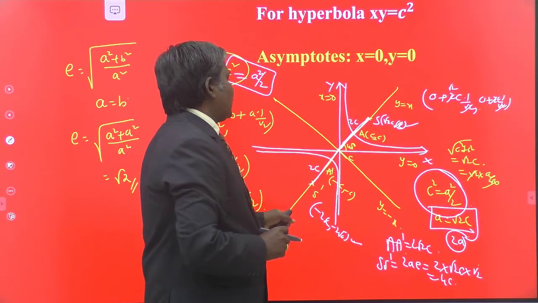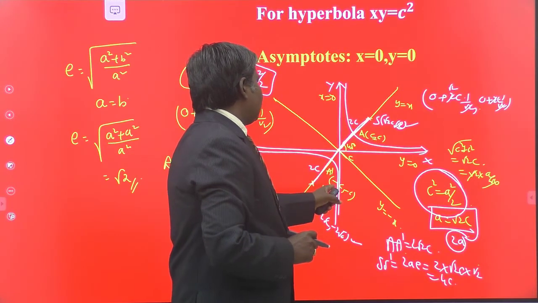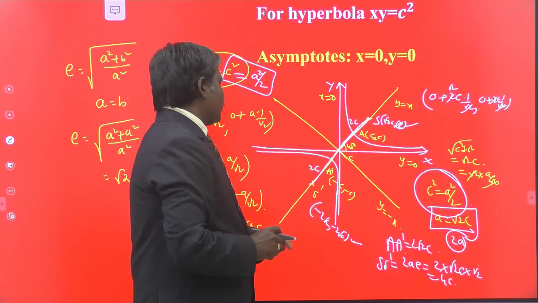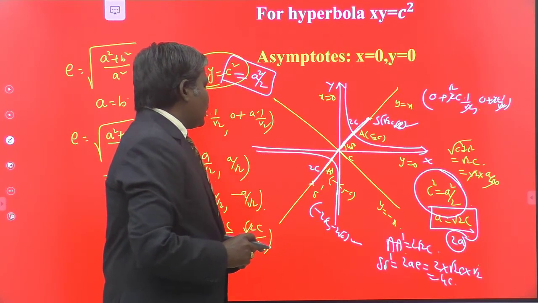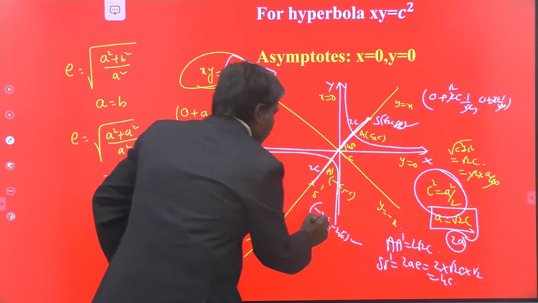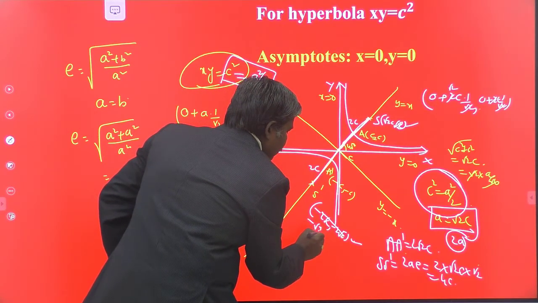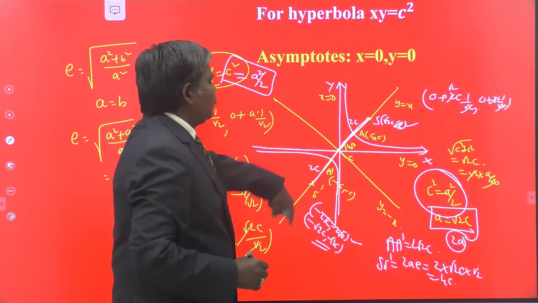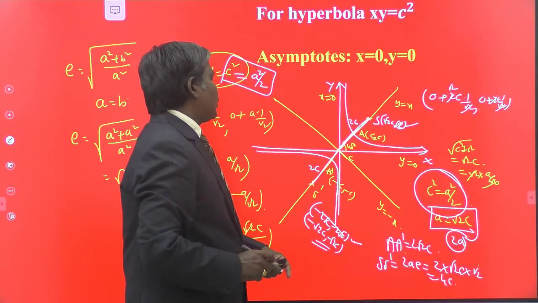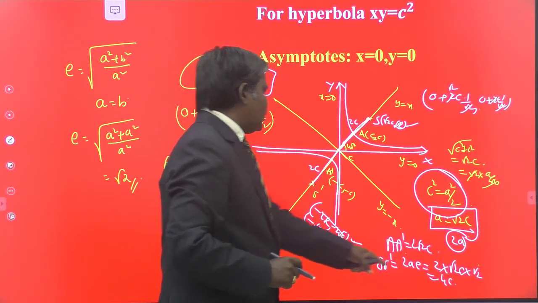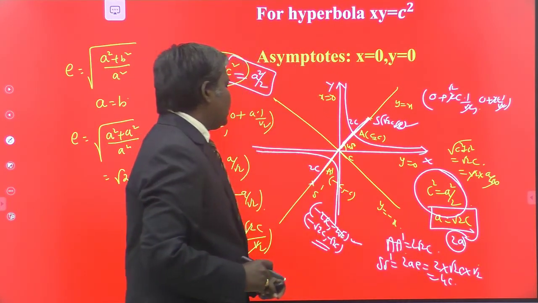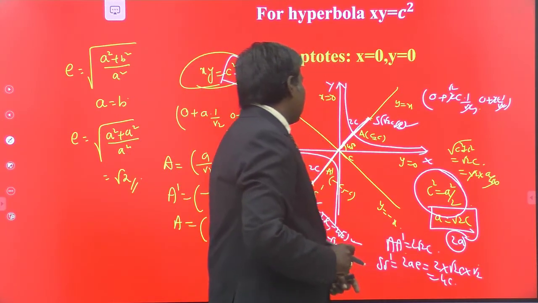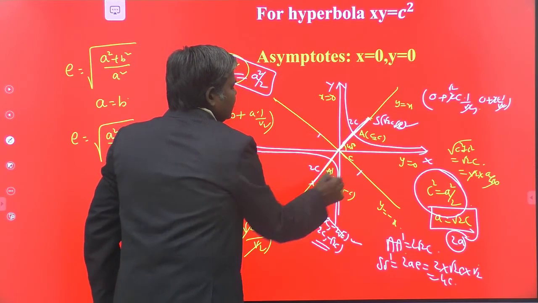And these vertices are what? C comma C and minus C comma minus C. Foci are root 2c comma root 2c and minus root 2c comma minus root 2c. So these are the two foci of the hyperbola, and the distance between the two foci is 4c, and the distance between the two vertices, that is the length of the transverse axis, is what? 2 root 2c.